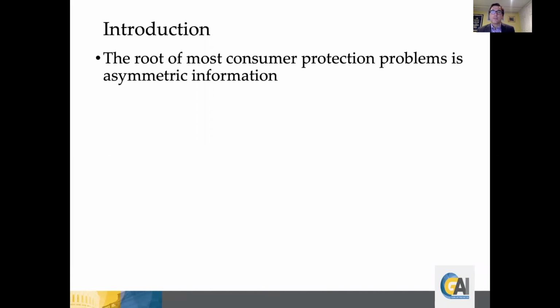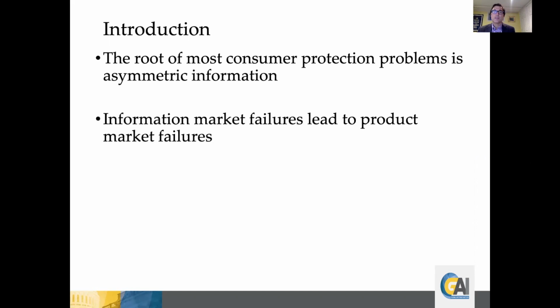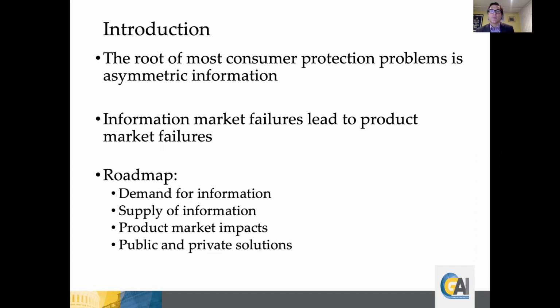While competition law is concerned with assuring that markets remain competitive and consumers can enjoy the benefits of competitive markets, consumer protection law is focused on assuring that markets are free from deception and fraud. In this manner, the root of most consumer protection problems are really informational problems. So, we're going to be looking today at information markets and how possible market failures in information markets can lead to problems in the product markets.